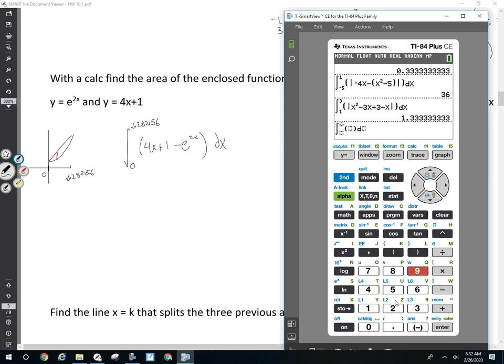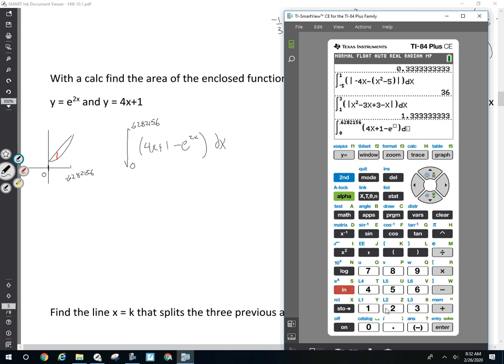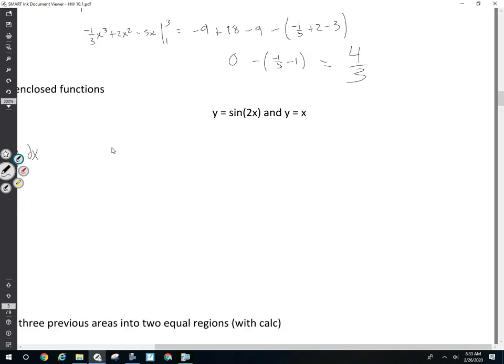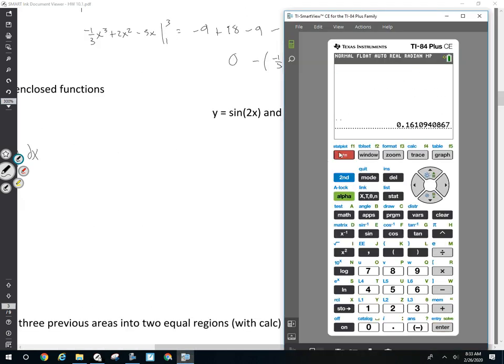Go back into your home screen, type it in. 4x plus 1 minus, you don't need parentheses because it's just this one thing, e to the 2x. And I get the area is 0.161. Sine of 2x and y equals x. Let's see what that looks like. I got sine 2x. My calculator's in radian mode. I got x.